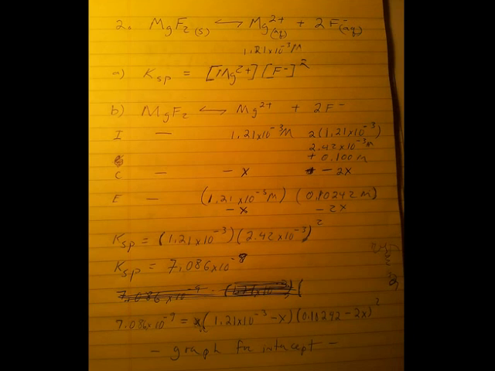Question A asks us to write the equilibrium expression. So KSP is equal to the concentration of the magnesium 2 plus ion times the concentration of the fluoride ion squared, right? Equilibrium K is always products over reactants raised to their coefficients, leaving out solids and liquids. So in this case, it's only the products.